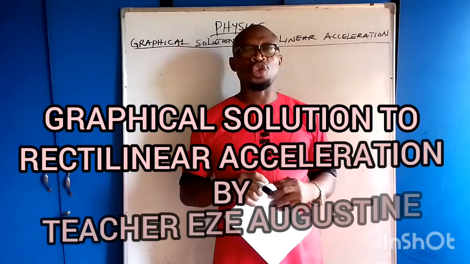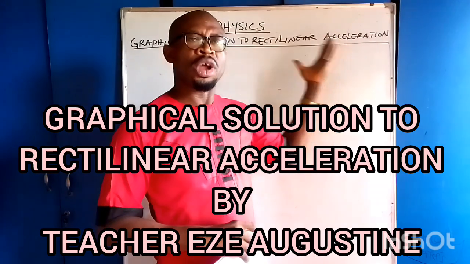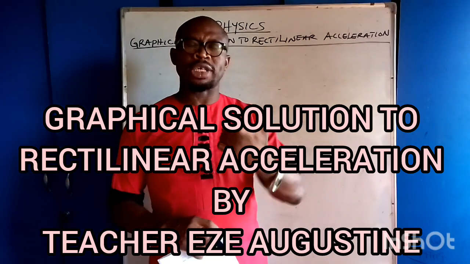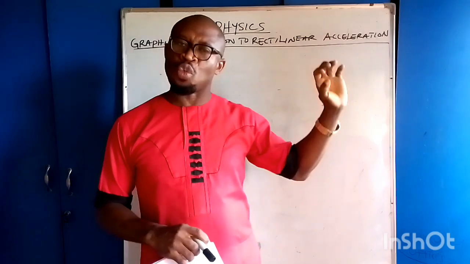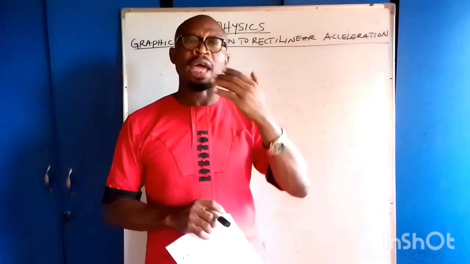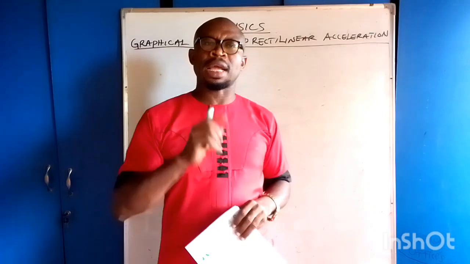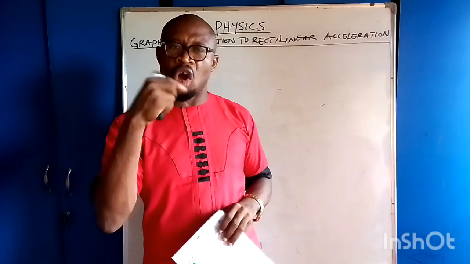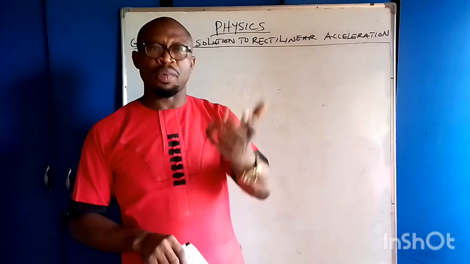Today I want us to look at the concept of graphical solution to rectilinear acceleration. In our previous videos, we discussed how we can solve motion problems using the equations of motion. But today, I want us to look at a different way to solve the problems involved in motion. Now, if we want to solve such a problem, the VT graph, or the velocity time graph, is commonly used to solve the rectilinear problems.